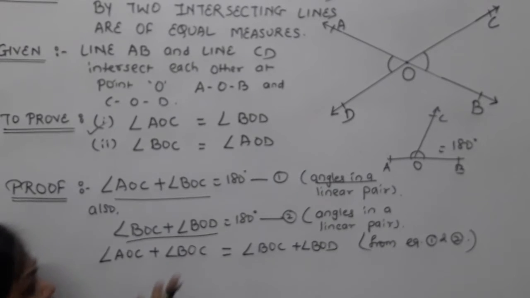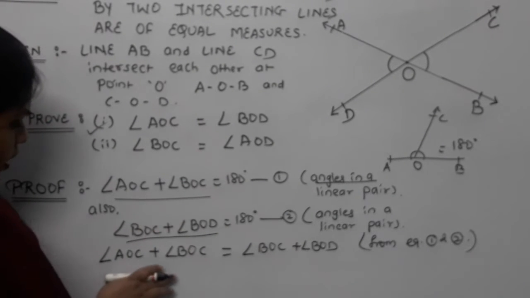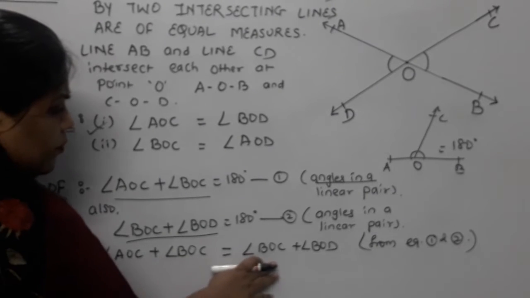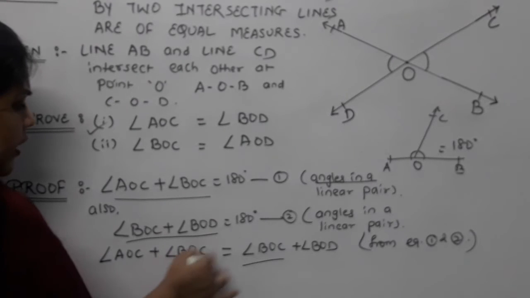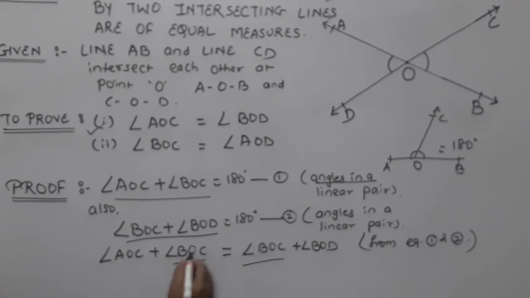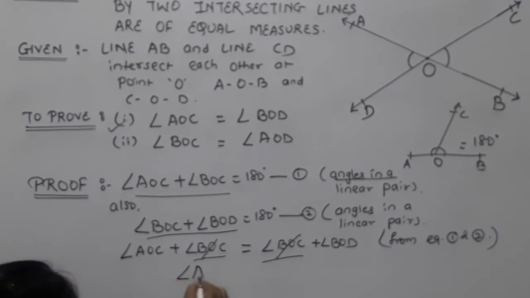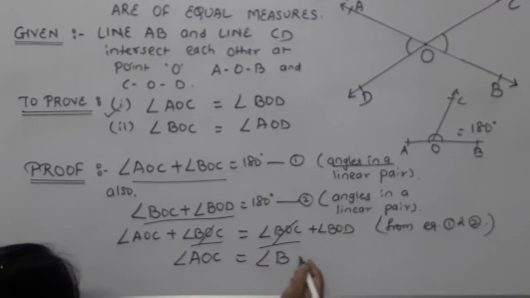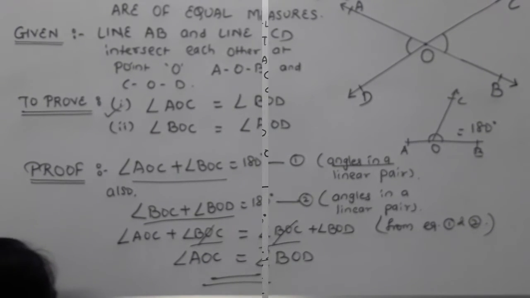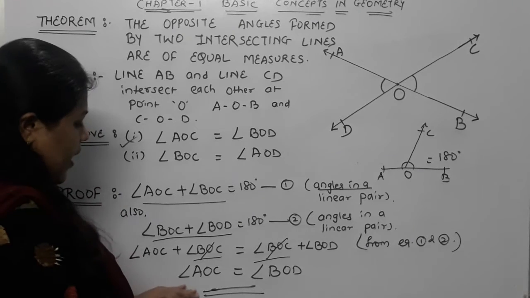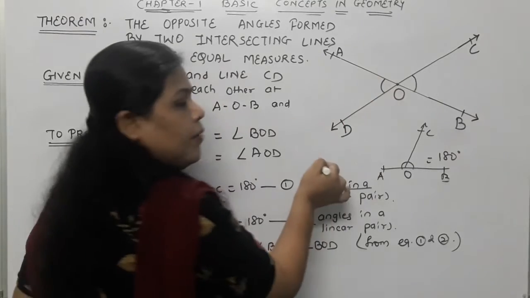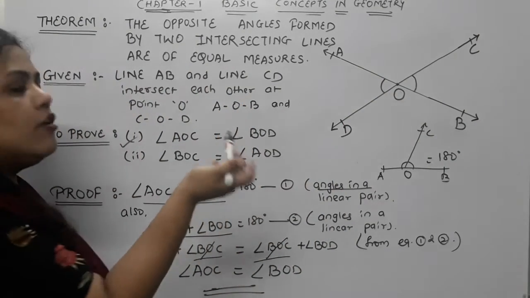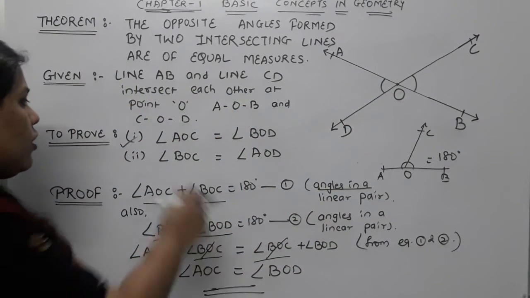This will be the reason, and every time you write a statement you have to mention the reasons also. It is compulsory. So AOC plus BOC is equal to BOC plus BOD. Now this BOC and BOC are common, so we can cancel them. So what I am going to get is angle AOC is equal to angle BOD. Hence it is proved that they are opposite angles, or we can say vertically opposite angles. We got this first part.